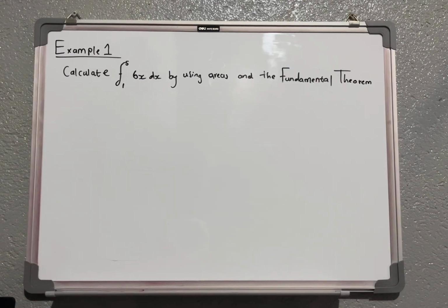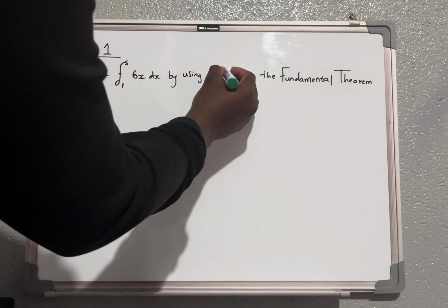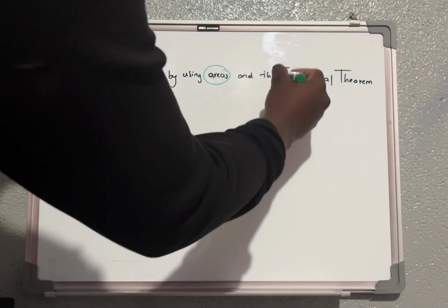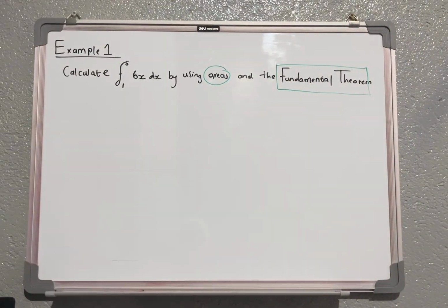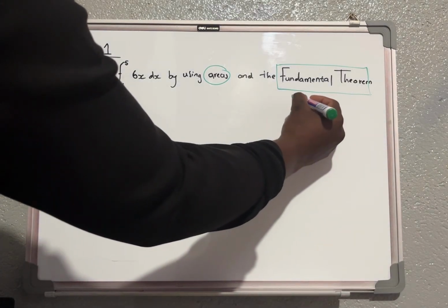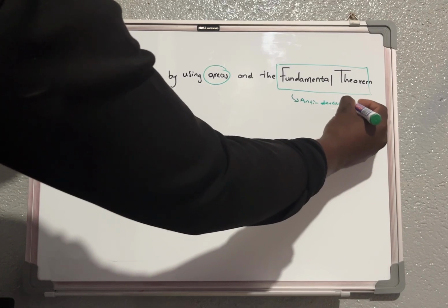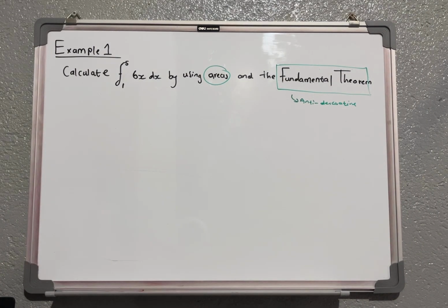In this lesson, we are going to be looking at a question where we'll be using areas and the fundamental theorem to solve our integral. Each and every time you see areas, you know you're going to be working on a Cartesian plane. But if you see the fundamental theorem, then you know you're going to be using your antiderivative.